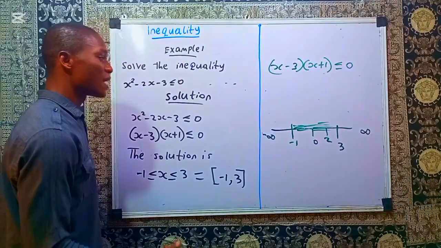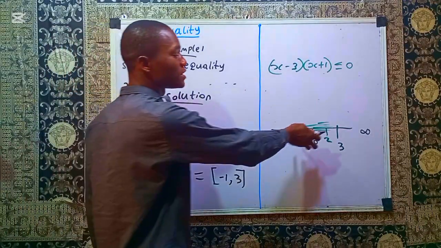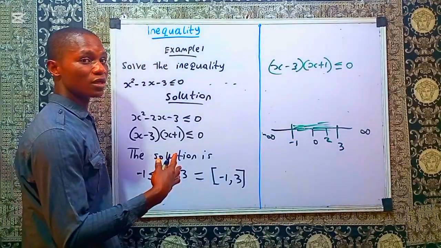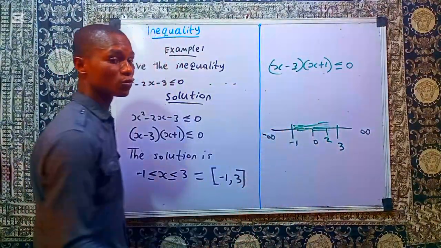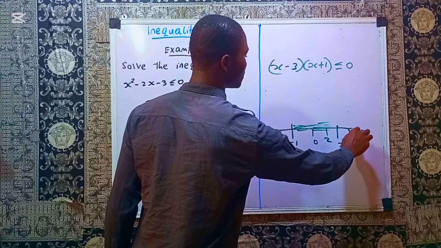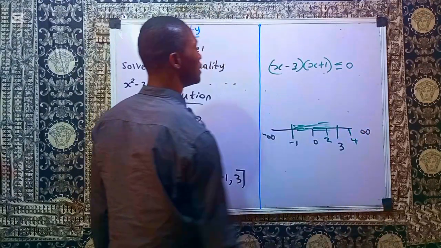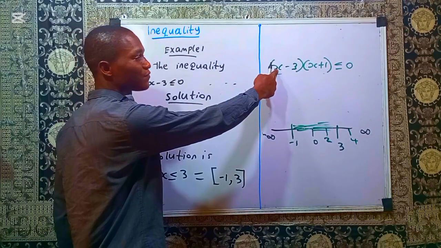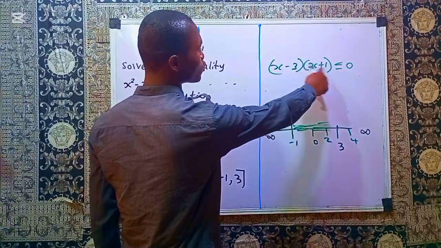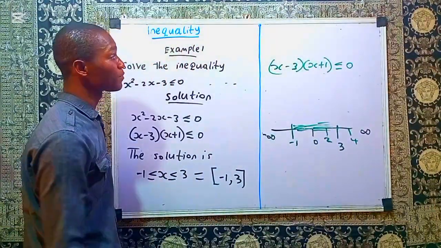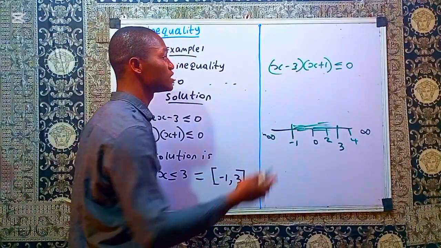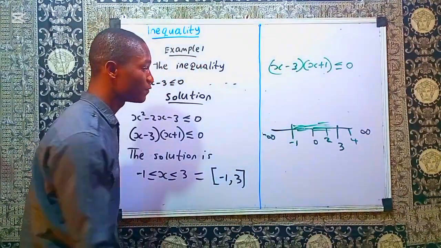Now assume that you pick something outside this solution set, outside this region which I told you is the solution. If you pick something on this side, let me say 4, and put x as 4 here, 4 minus 3 is 1. And if you put 4 here, 4 plus 1 is 5. And 1 multiplied by 5 is 5. 5 is not less than 0. 5 is greater than 0, which means that this inequality will not be satisfied if you pick any number greater than 3.